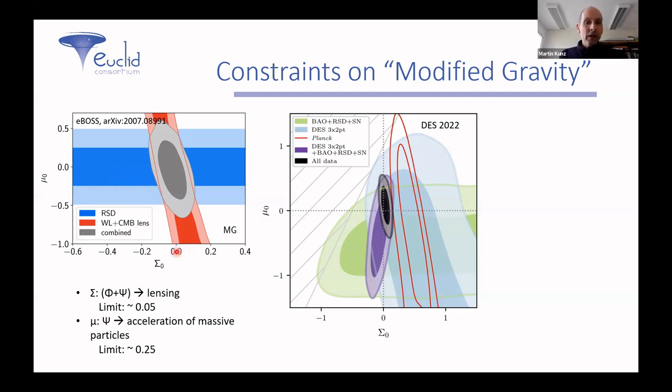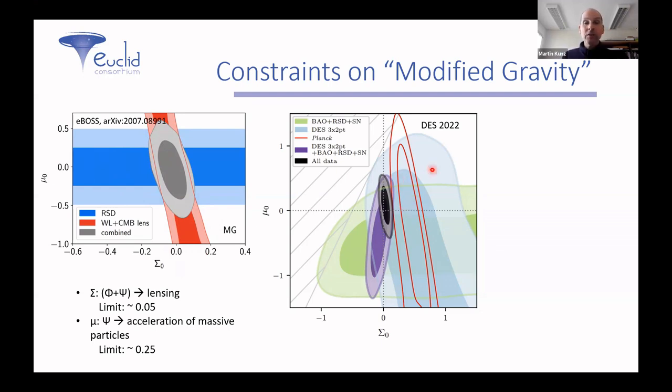So here, 0 means consistent with lambda CDM expectations. You can see that the redshift space distortions measure the mu, because the mu parameter is associated to the psi gravitational potential, which accelerates galaxies that fall into overdensities. So the redshift space distortions measure that, and the weak lensing mostly measures the sigma. Together they are nicely complementary and allow us to measure mu and sigma together.